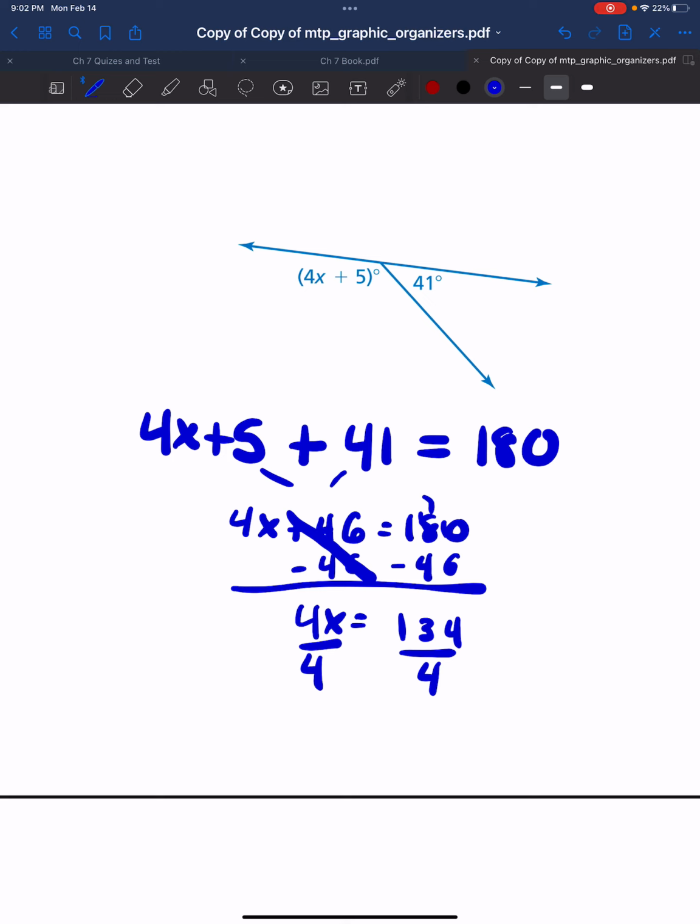Alexa, what is 134 divided by 4? 134 divided by 4 is 33.5. Ew.